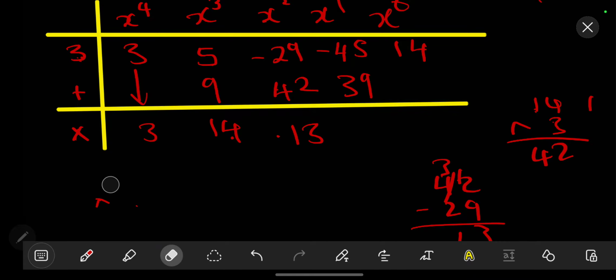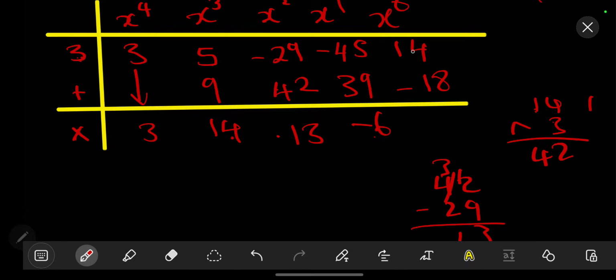So when you add negative 45 plus 39, this will give you a value that is equivalent to negative 6. So we are going to get a negative 6. Then from here, multiply. We are going to get 3 times negative 6. This will give us negative 18 like that.